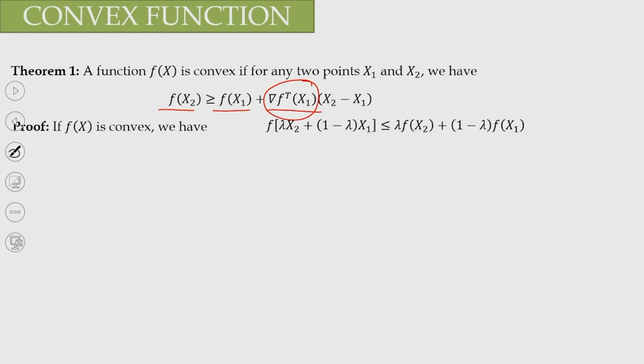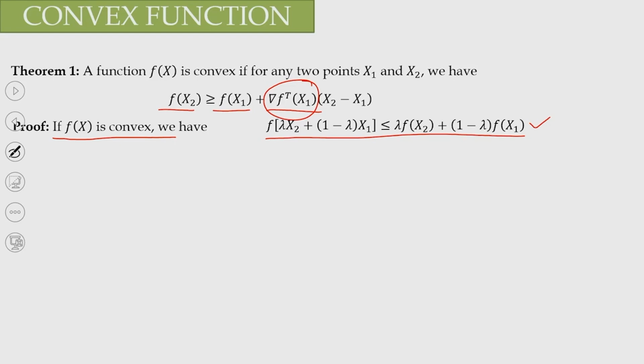Now, let us prove it. If f(x) is convex, we have, okay, this is coming from the definition of a convex function. So, what is the definition? The function value at lambda x2 plus (1 minus lambda) x1 is less than or equal to lambda f(x2) plus (1 minus lambda) f(x1). So, we got this relation from the definition of a convex function.